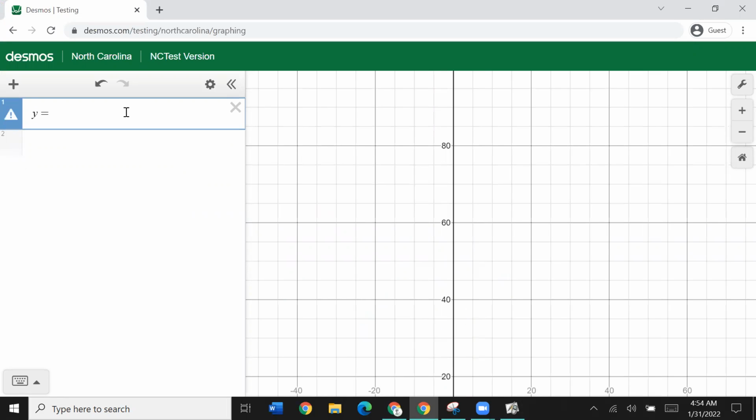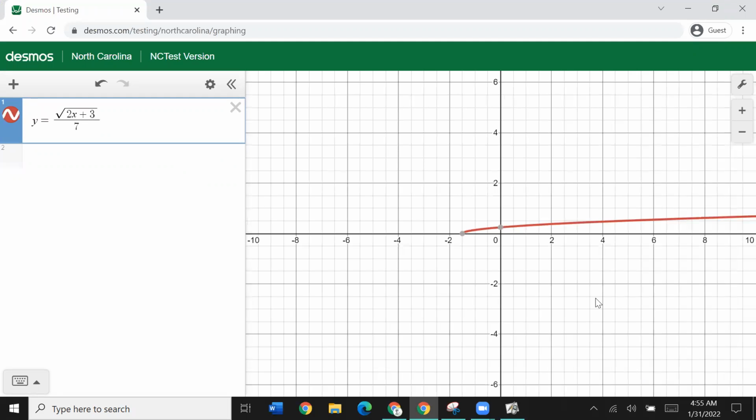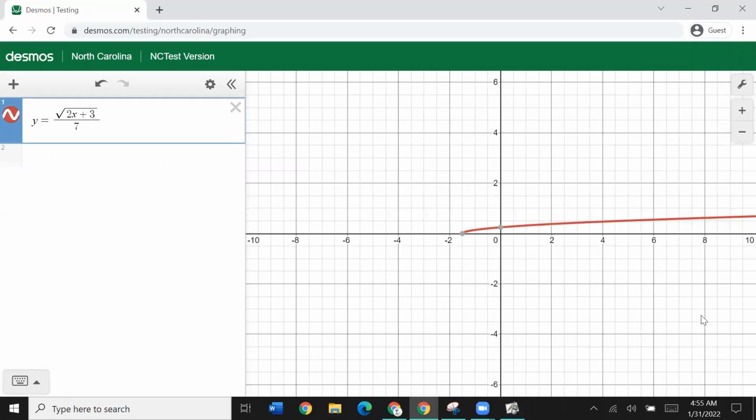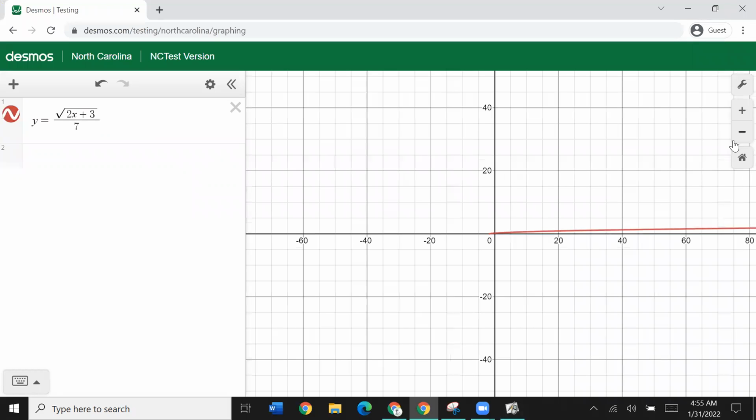So you can do y equals and hit the slash. And then you can do SQRT. Get the equation already. So 2x plus 3 over 7. I'm going to hit the home screen here to get that over here. Now, remember our answer. What was our answer here? Oh, it was 23. So I'm going to have to go out quite a bit. I need to go where the 23 is.